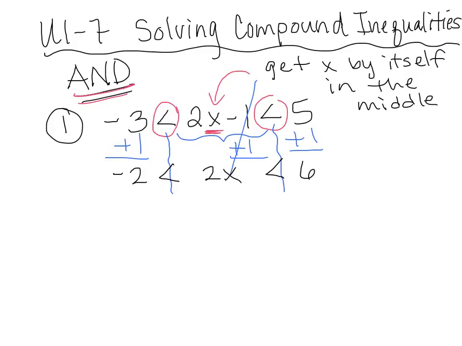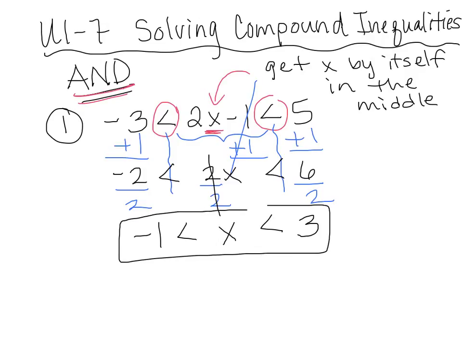Okay, then we divide by the 2 in the middle, right, to both the far left and the far right. And then we rewrite. -2 divided by 2 is -1, less than. The 2's canceled out, so we now have x by itself in the middle. Bring down the less than, and 6 divided by 2 is 3. And this is now our answer. -1 is less than x, and x is less than 3.